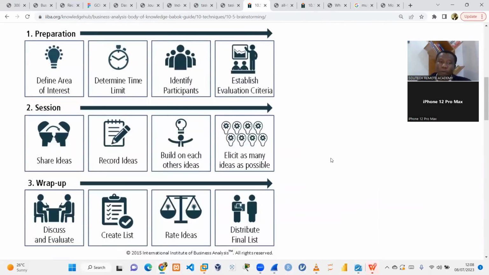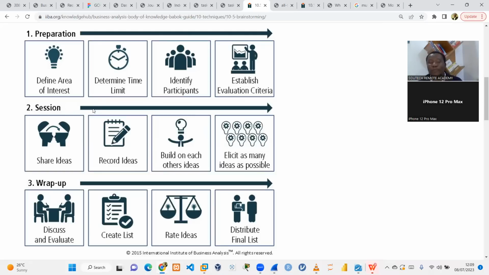And look at this figure. We've looked at this before now. So define the area of interest. How do you prepare for brainstorming? You define the area of interest, you determine the time limit, you identify the participants that are going to collaborate in doing that, then you establish how you're going to evaluate those criteria. In your session, when you now get on board, how do you do that? You now share ideas, you record the ideas, you build on each of the ideas, then you elicit as many ideas as possible.